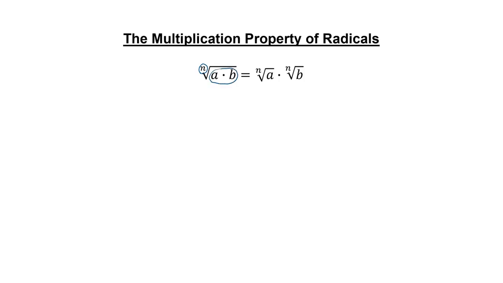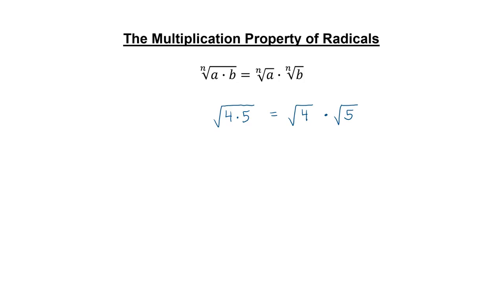Now remember, a product is just the multiplication of two things, and we call those things factors. So if we have the nth root of a product, in this case a times b, that is the same thing as the nth root of the first factor, a, times the nth root of the second factor, b. What this means is that if we have an expression like the square root of 4 times 5, we can rewrite that as the square root of 4 times the square root of 5. And this is going to be really useful to us as we go about simplifying these radical expressions.